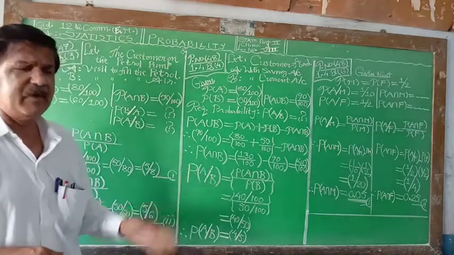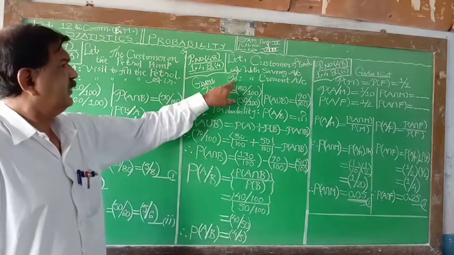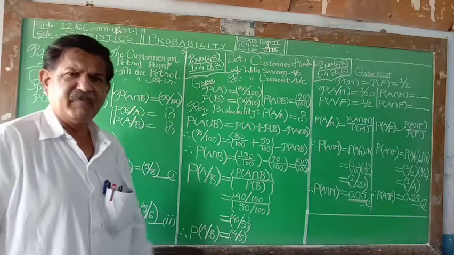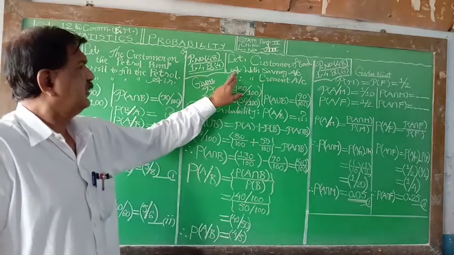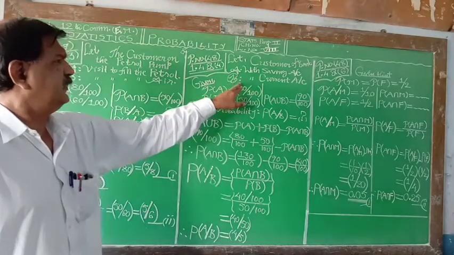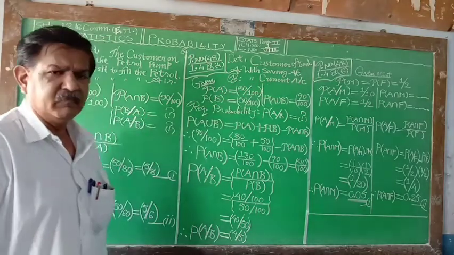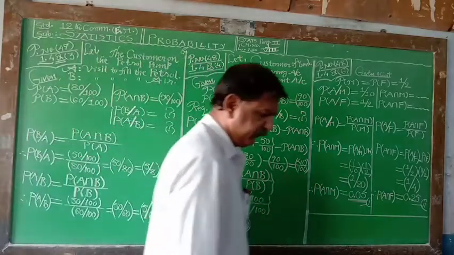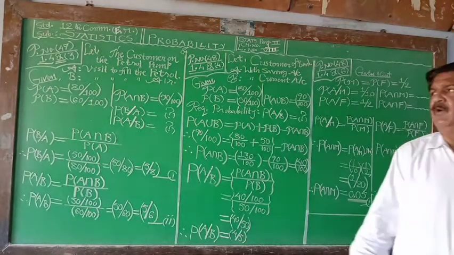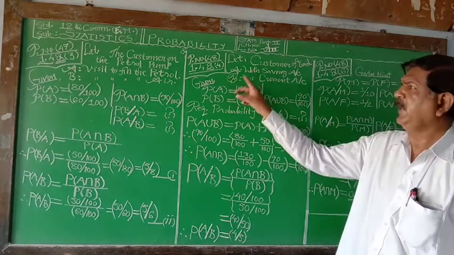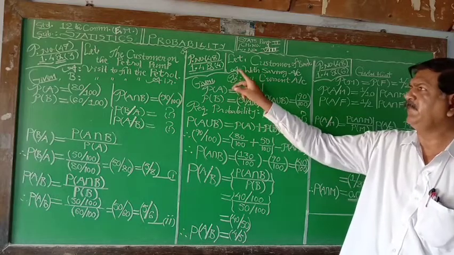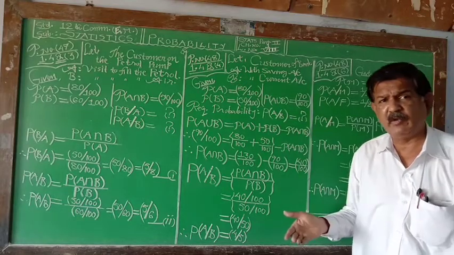Whatever may be given, A and B. Let the customer of the bank be considered, and let A be the event that he holds a saving account, and B be the event that he holds a current account. All this is event A, and holding the current account is event B. A and B are the events. What is given to us?